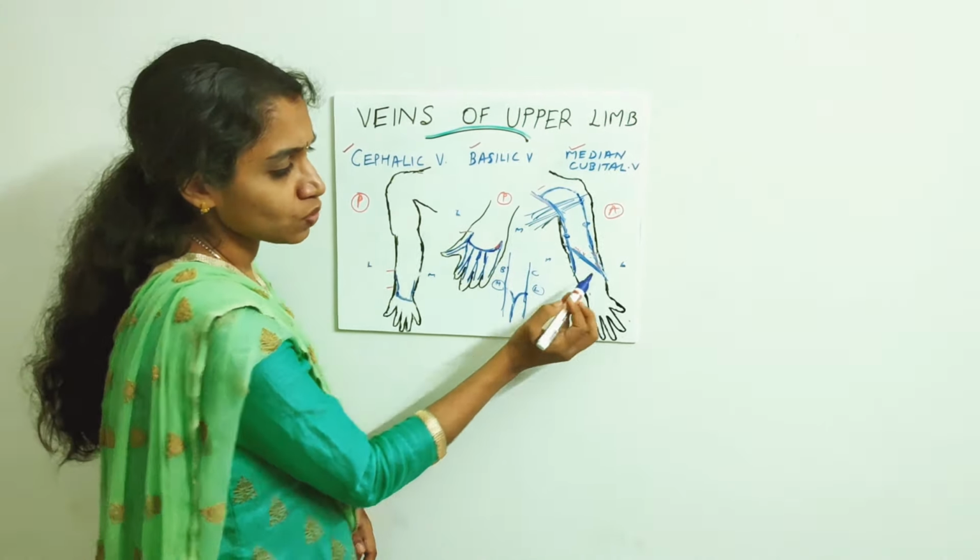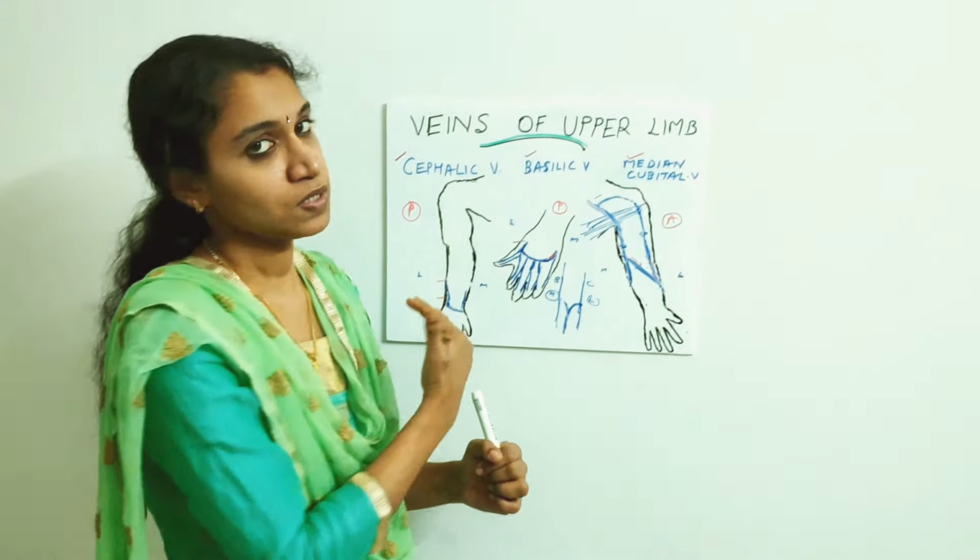So we can again see that this vein is related to the roof of the cubital fossa, and it lies in between the lateral cutaneous nerve of forearm and the medial cutaneous nerve of forearm. So the blood will be shunted from the cephalic to the basilic vein through this median cubital vein.